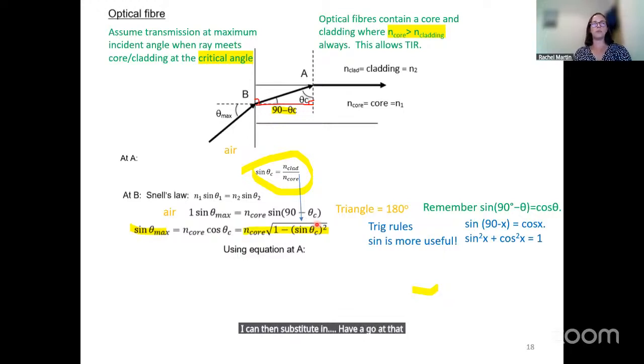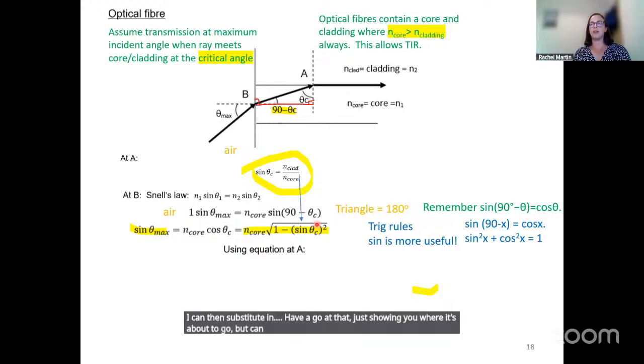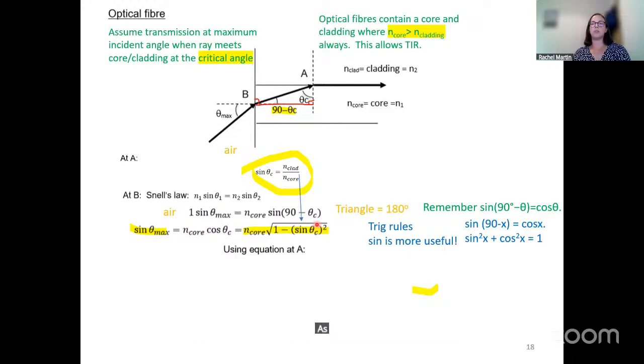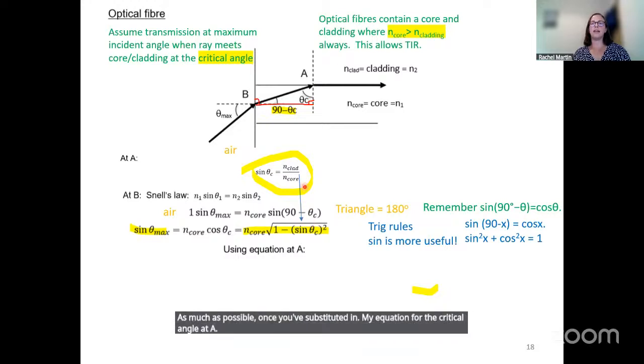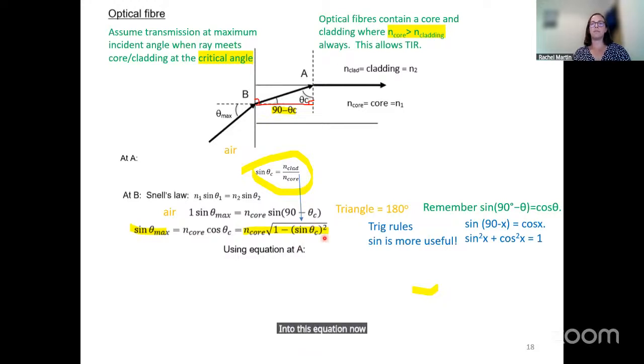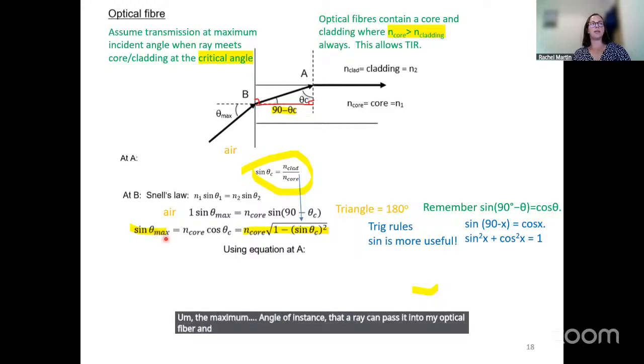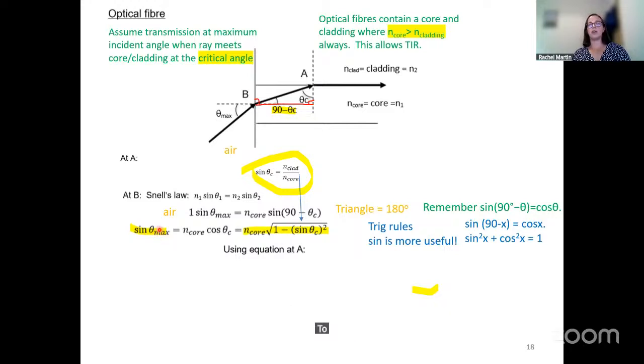I've just shown you where it's about to go, but can you simplify as much as possible once you've substituted my equation for the critical angle at A into this equation now at B? And remember, the purpose is to try and find the maximum angle of incidence that a ray can pass into my optical fiber and still be transmitted to the other end of the optical fiber.